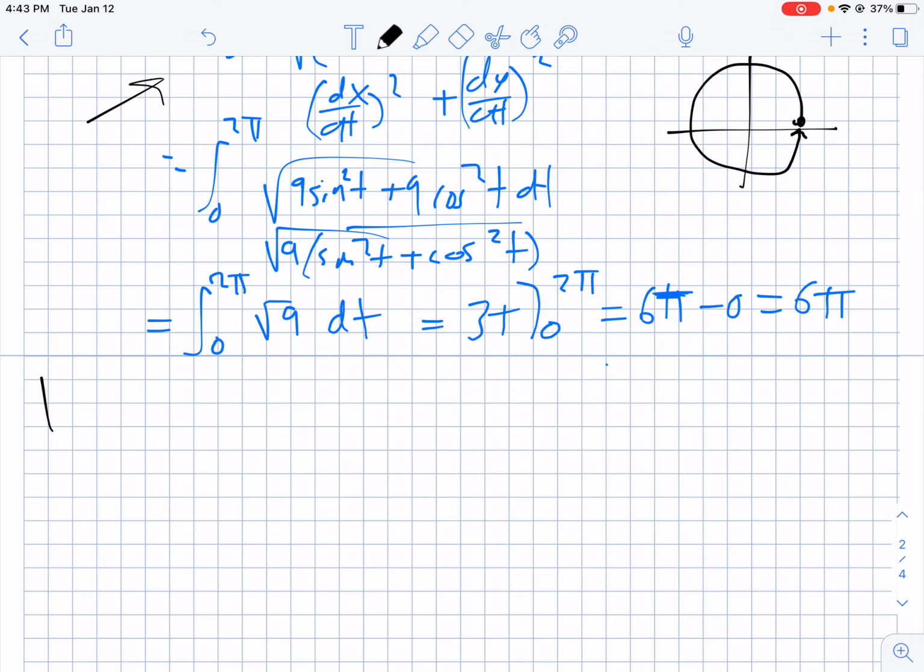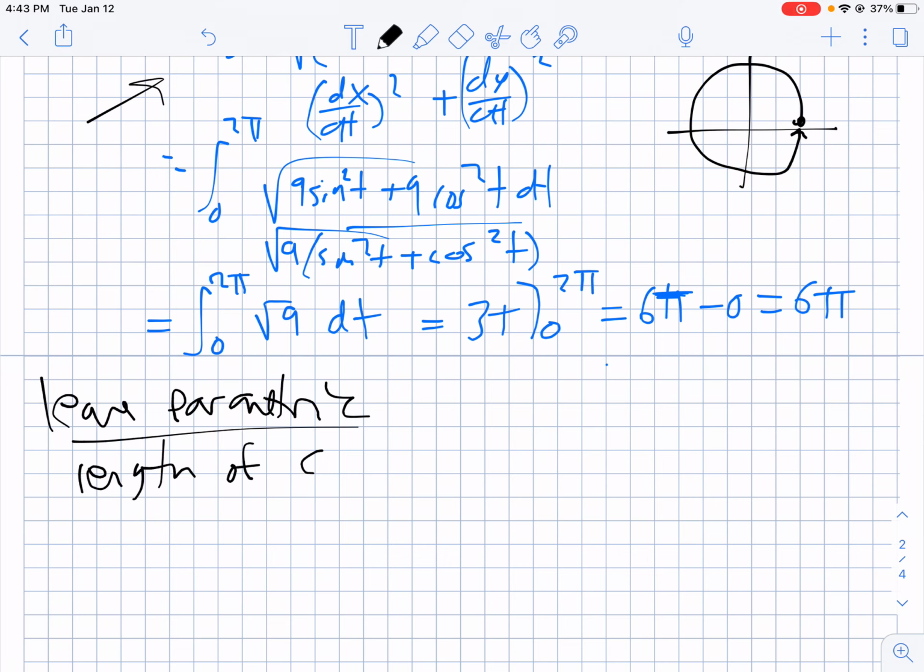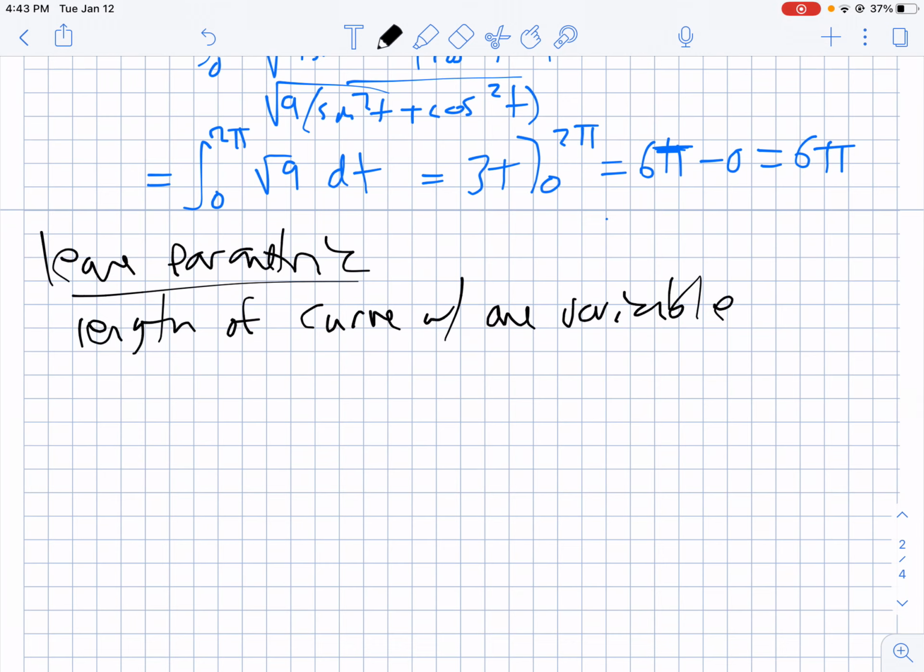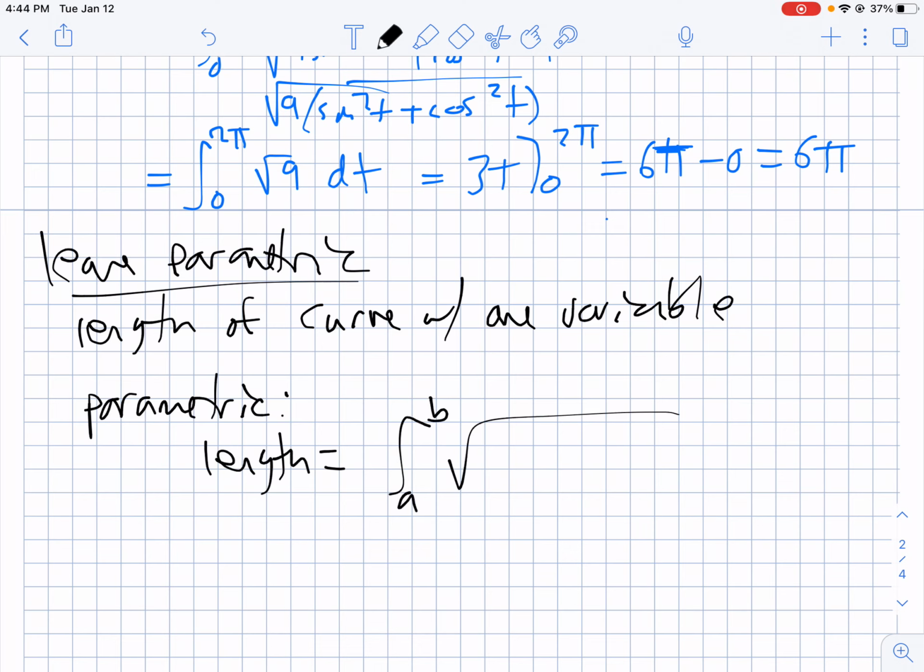So let's go back. We're going to leave parametric briefly, and we'll be back to it tomorrow, don't worry. And we're going to find the length of a curve with one variable. But I want to start with the parametric one. So in parametric, we have x and y in terms of t. So we have that the length of the curve is equal to the integral from a to b of square root of dx dt squared plus dy dt squared.